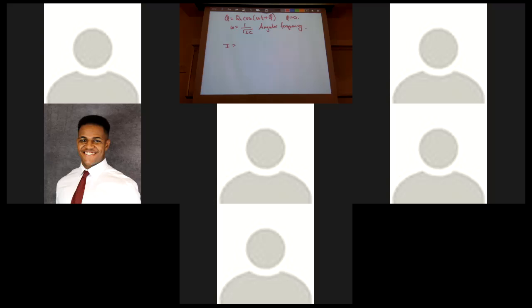The current is then simply equal to the time rate of change of the charge, which in this case is minus omega times Q0 times sine of omega t plus the phase factor. And this we usually identify as minus I0 times sine of omega t plus the phase factor, where I0 is equal to omega times Q0. So I0 is what we call the peak amplitude, or just the amplitude, of the current.